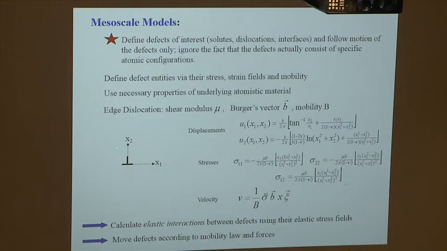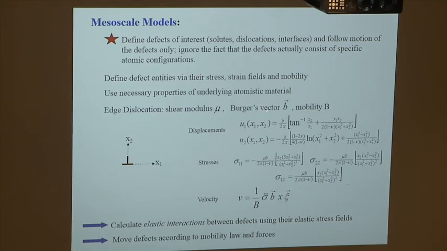And so, for instance, here's an edge dislocation. There's an extra plane of atoms. We don't worry about the extra plane. We just worry about the dislocation. It generates a displacement field and singular stress fields throughout space. And we can calculate what those are in terms of the material properties, the Burgers vector, which is related to the lattice constant, the shear modulus, and the motion, the velocity of a dislocation. If I apply a shear stress or a stress to the system, it moves with a velocity that's proportional to the stress with a mobility coefficient.